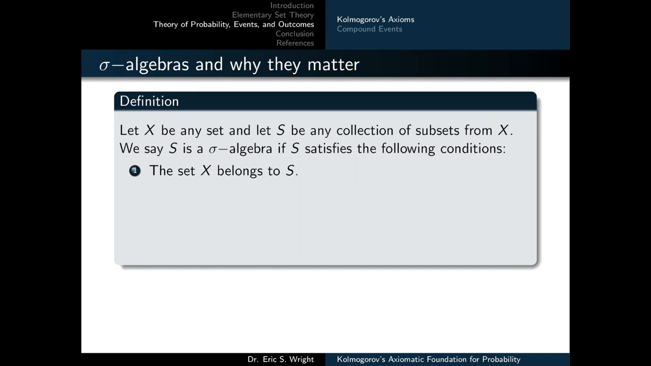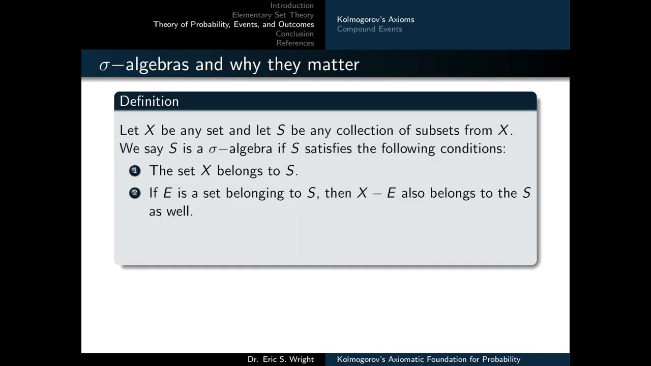So we're going to let X be any set, and we're going to let S be any collection of subsets taken from X. We say that S is a sigma algebra if S satisfies the following conditions. First one is that X itself must belong to S. Our next property is that if we've got some event E that belongs to our sigma algebra, then that event's relative complement in X, which is really just the event's complement, must belong to the sigma algebra as well. So, upshot is that if we've got an event in the sigma algebra, the event's complement must be there too.